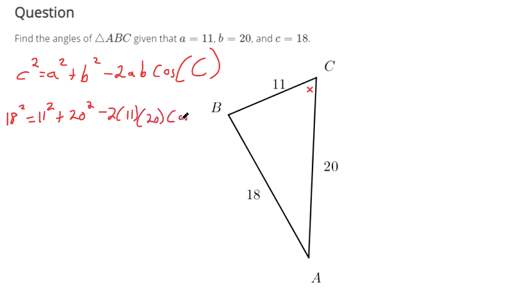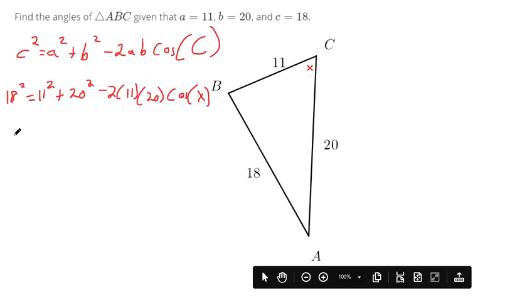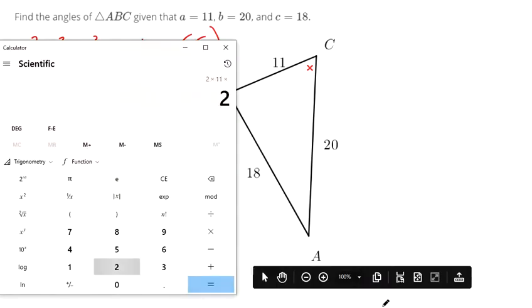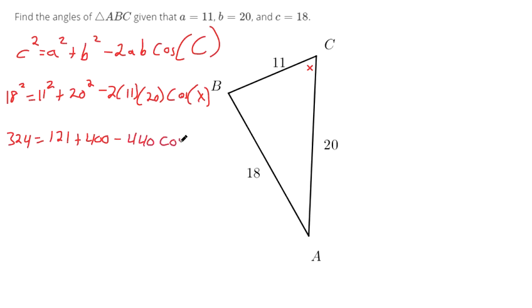And then we got cosine of some angle that we don't know. We're going to call that x. And so to solve, we can do 18 squared. It makes 324. That's 121 plus 400 minus 2 times 11 times 20. That makes 440. And so we got 324 equals 521 minus 440 cosine x.